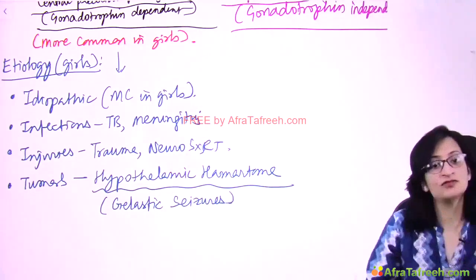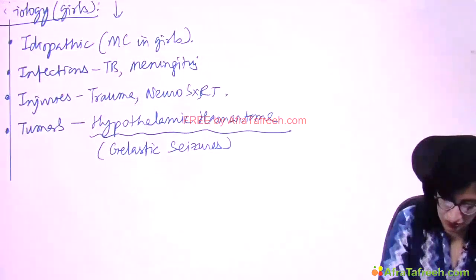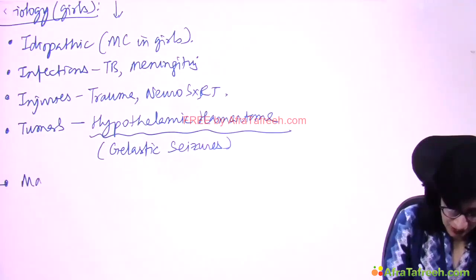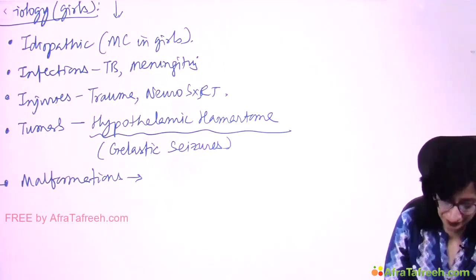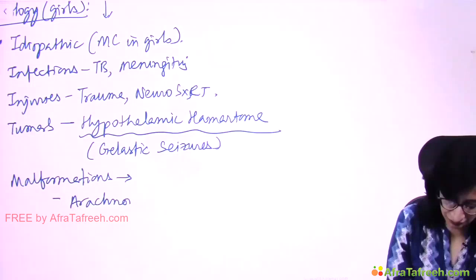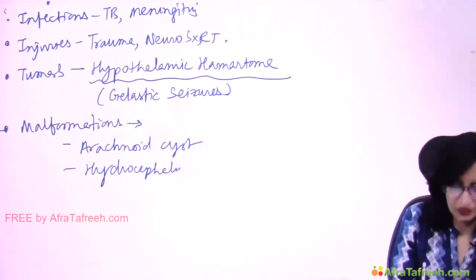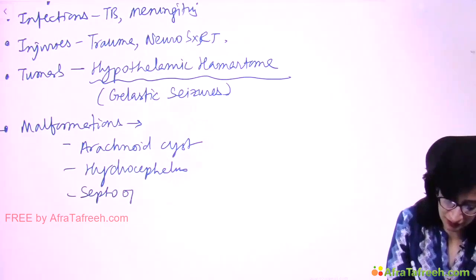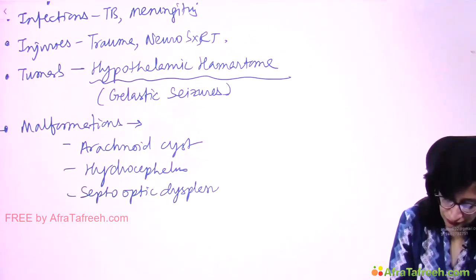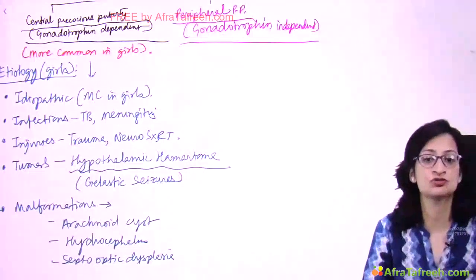Apart from that, central precocious puberty can also be due to some CNS malformations, like arachnoid cyst and hydrocephalus. Then there is septo-optic dysplasia, where a lot of midline defects can be seen. So these are some causes of central precocious puberty or gonadotrophin dependent precocious puberty in girls.